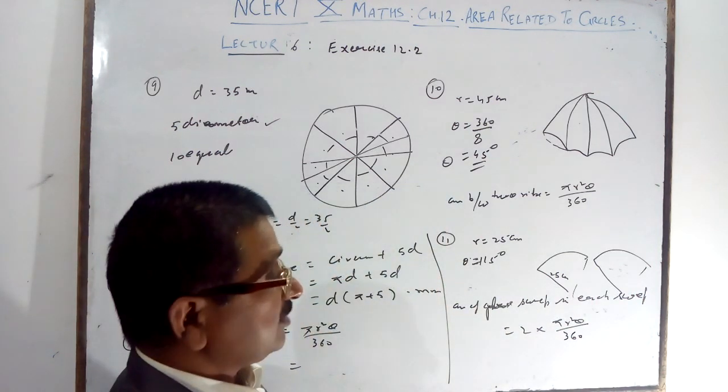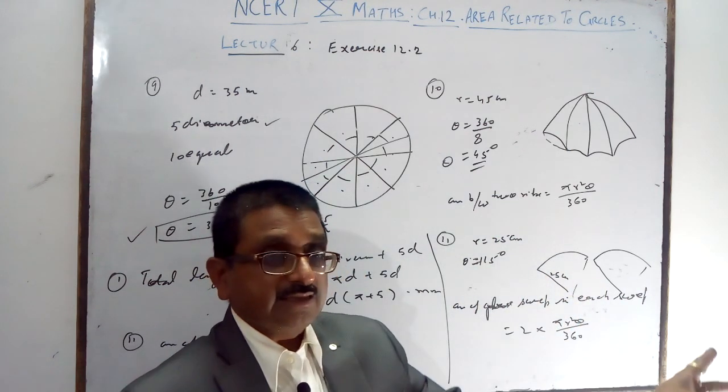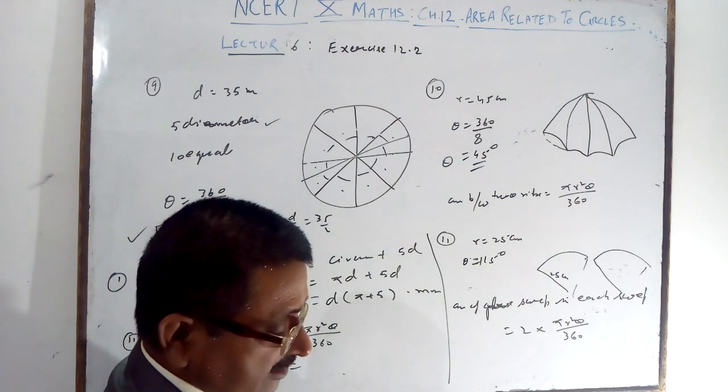This means each sweep is not one. There are 2 blades. 2 blades are doing like this, one blade, another blade. So there you are getting just double, and then you will get your answer.